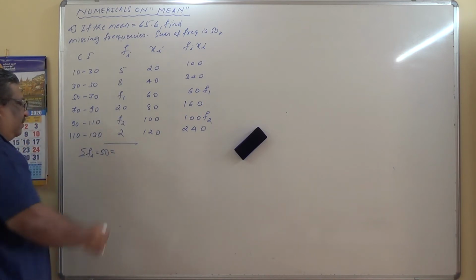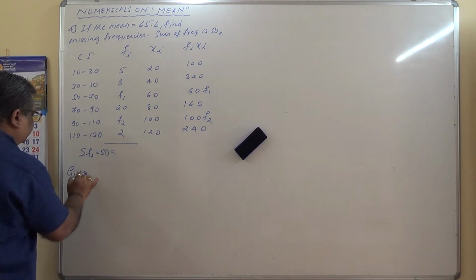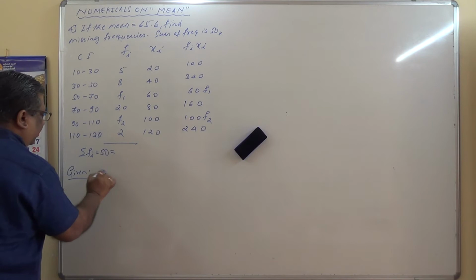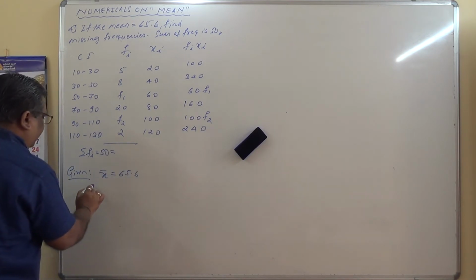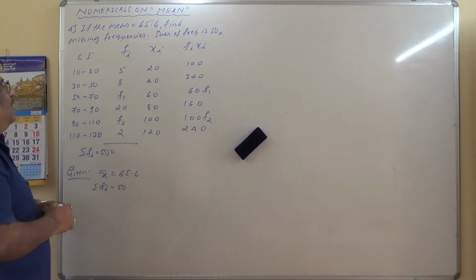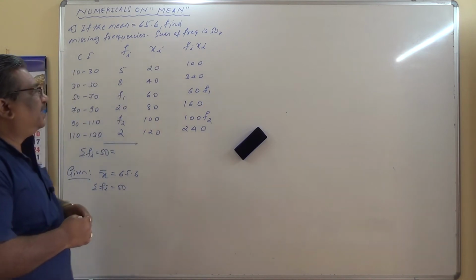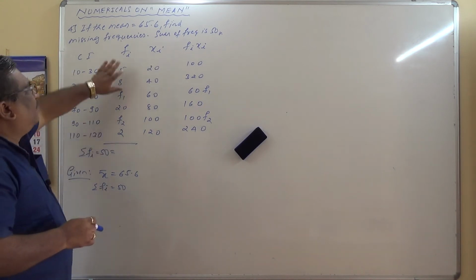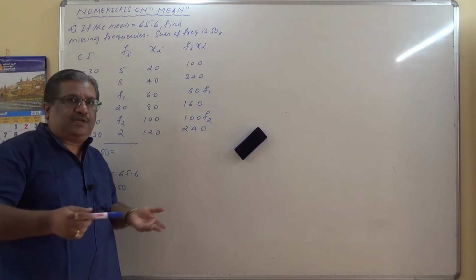Once again we can find out this one. So this is important information. So given that x bar equals 65.6 and sigma fi equals 50. I have calculated already the xi and fi. Which method shall I adopt now? Can I go for step deviation method is a question now.